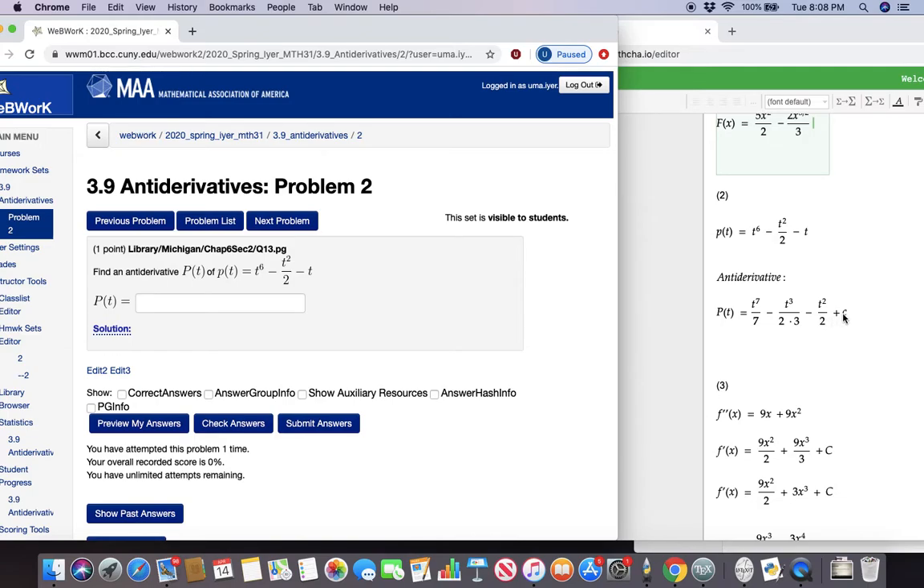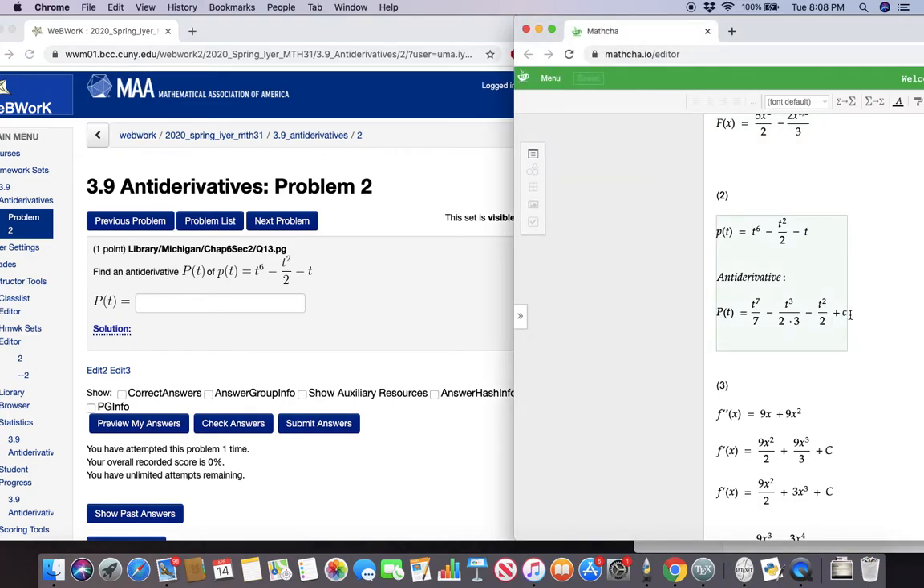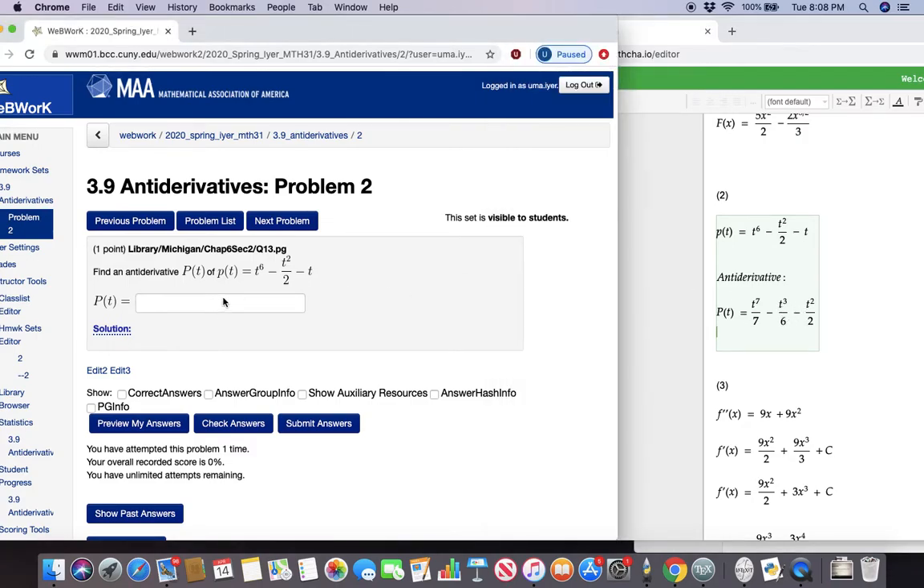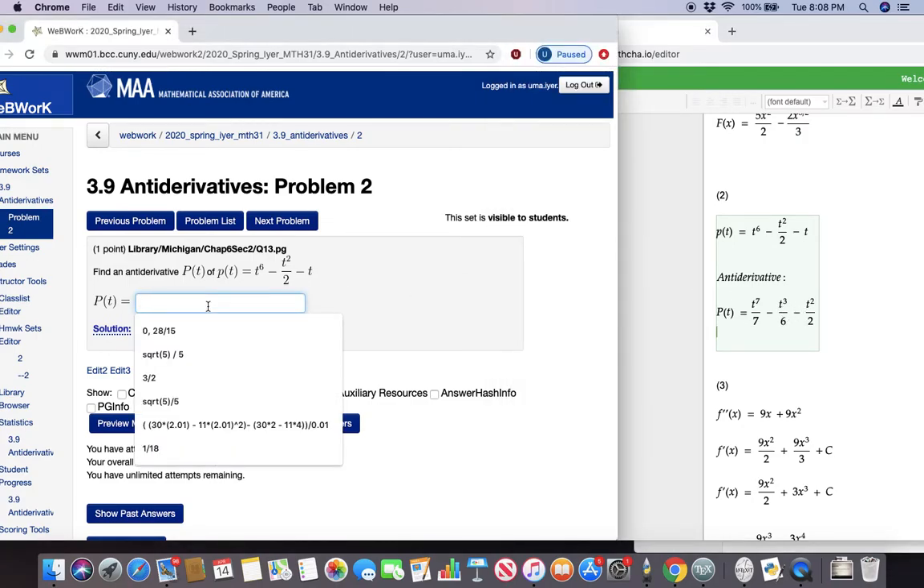Plus a constant in the general case. They have not asked for a general antiderivative. They have said find an antiderivative. So I'll get rid of that. What is 2 times 3? I'll fix that. It is a 6. We need to write these, they are all fractions, so I will write them like so.